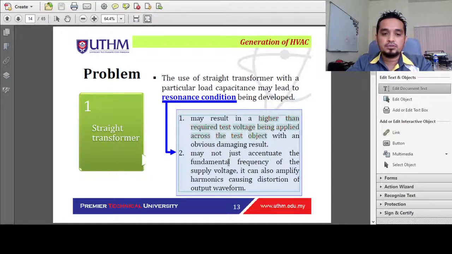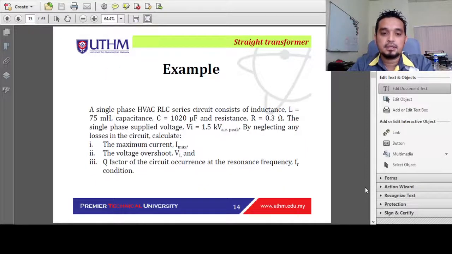And another issue related to the resonance is that the fundamental frequency will be stressed out, and this can also amplify the harmonic distortion. Since the fundamental frequency is stressed out, the effect is that the harmonic distortion can be a problem. Two issues related to the resonance.